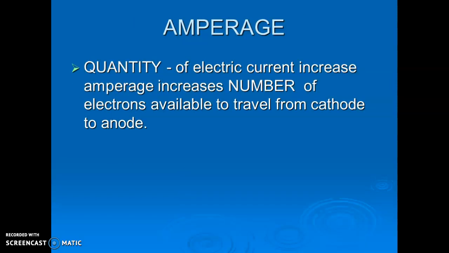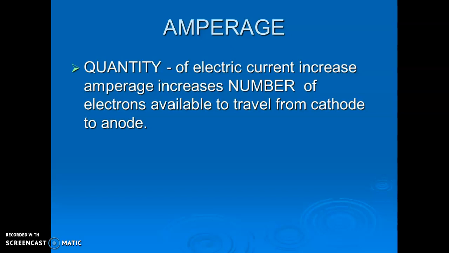Okay, we're going to talk about the amperage. When we talk about amperage with the X-ray machines, we're talking about quantity or numbers, and in our particular case, it's the quantity of electrons that are present and that boil off of that filament. So the number of electrons that are present change how many X-rays you have.